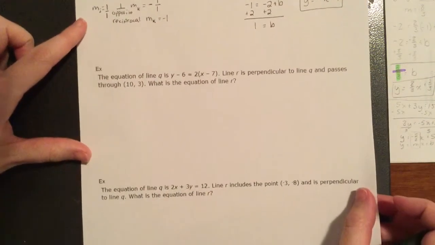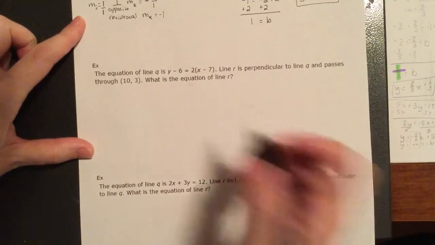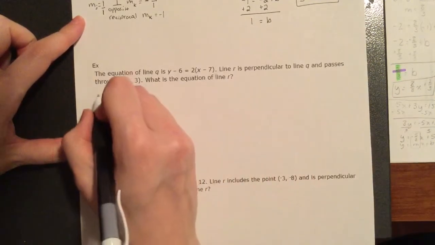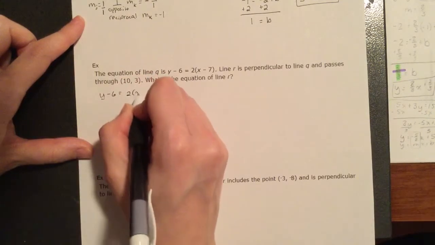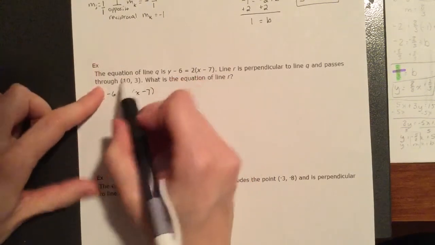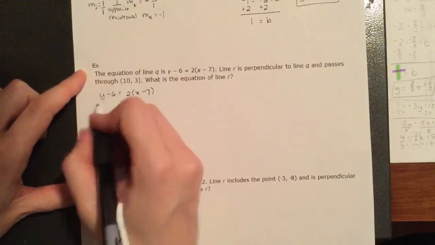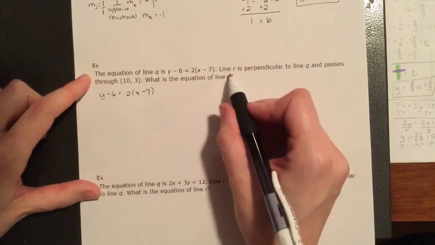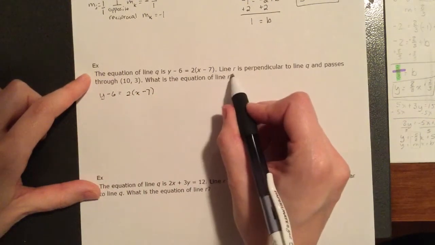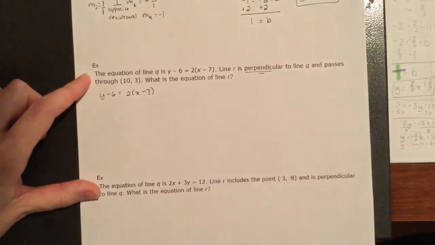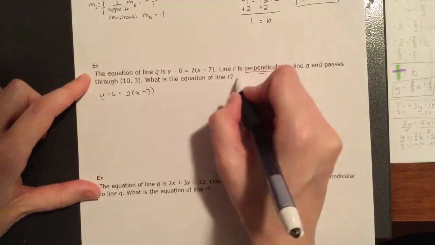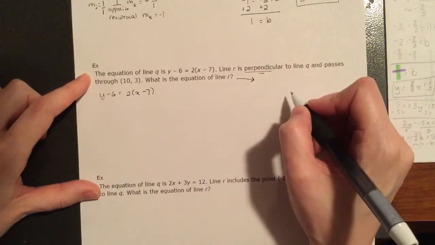Looking at the next example they can give us, this is called point slope form, but you can just take the point slope form and switch it. Looking at this problem, they want us to take this line Q and then use that to write the equation for line R, and line R is going to be perpendicular to line Q. And they want us to write the equation for line R.